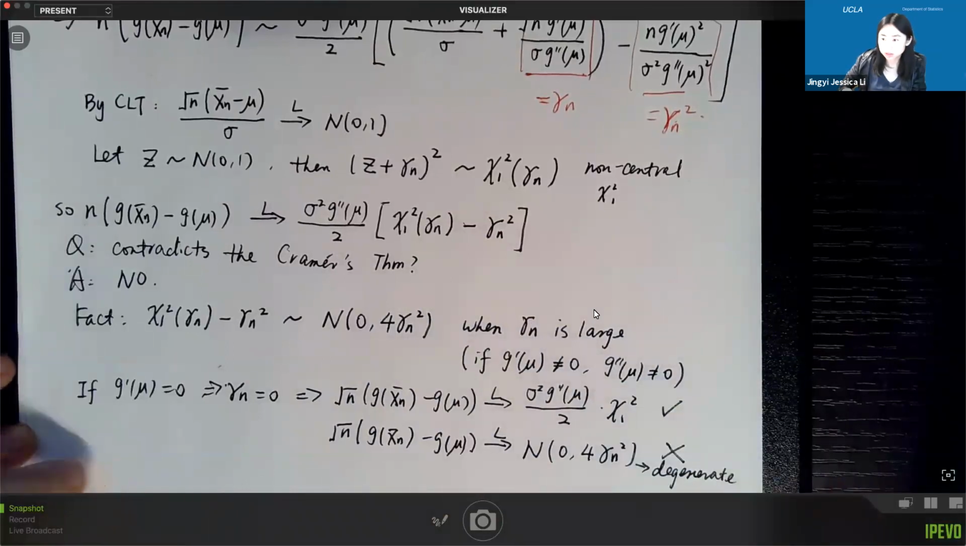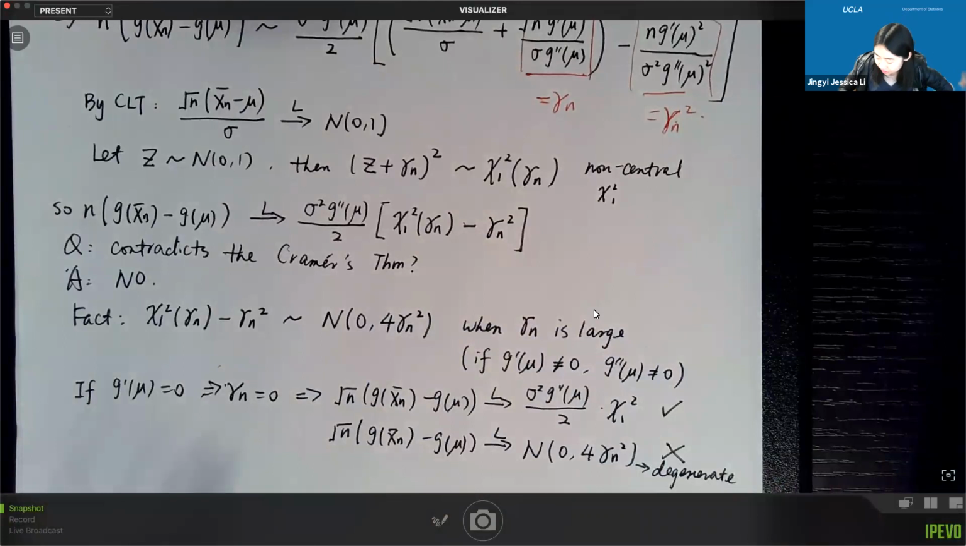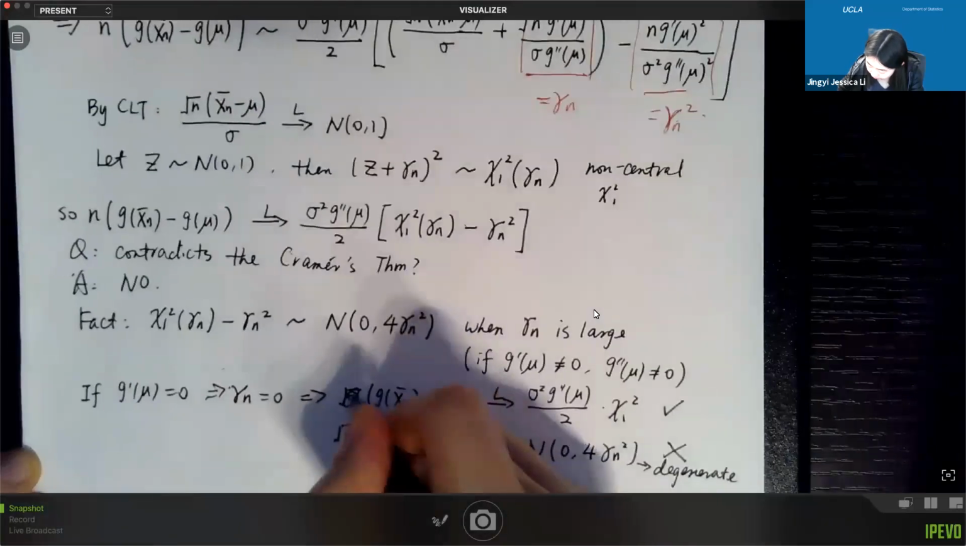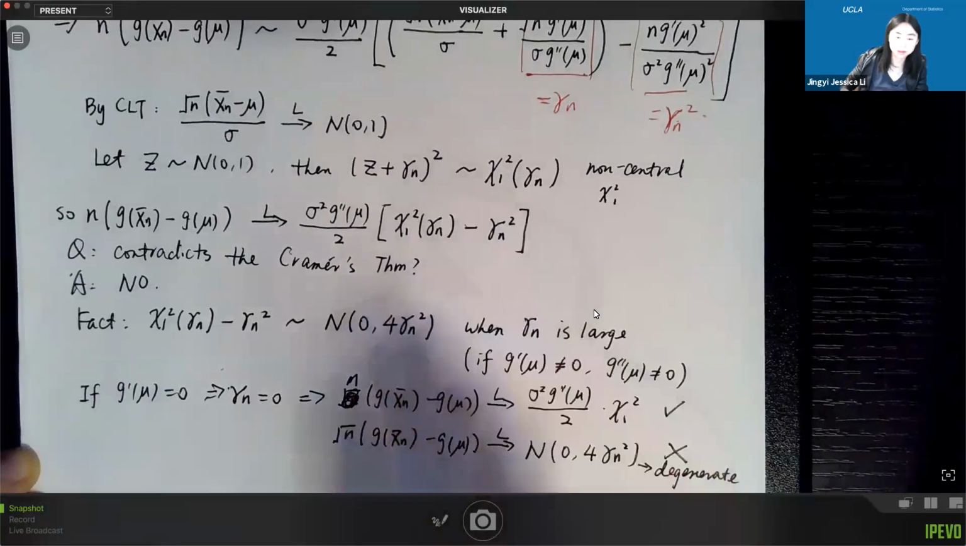So you see the case where we want to apply this. Second, my bad, this is a typo. This one is n. Yeah, this one is n, this one is root n.